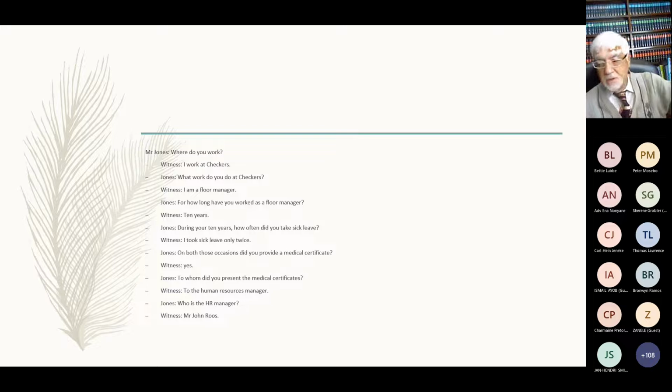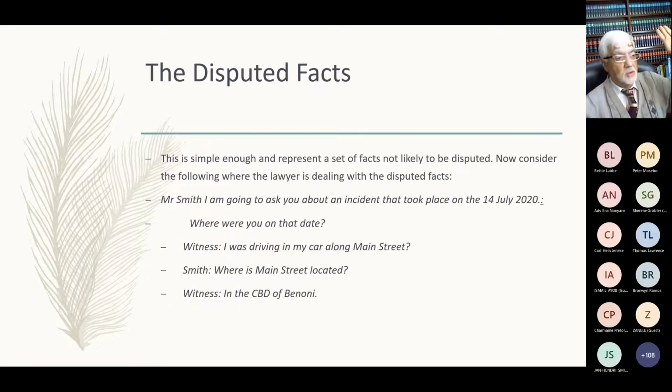Do you see? Each of those questions came from the answer to the previous question. It works nice and smoothly. And you will see there are no leading questions. That's what you want to do. So it's simple enough, and this represents a set of facts that's not likely to be disputed. So when you're leading a witness in chief on undisputed facts, that's very easy.